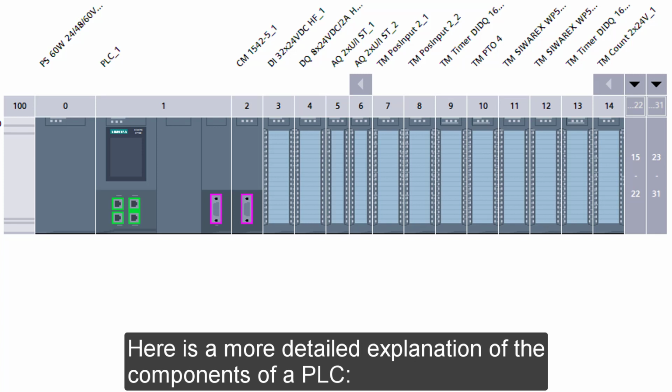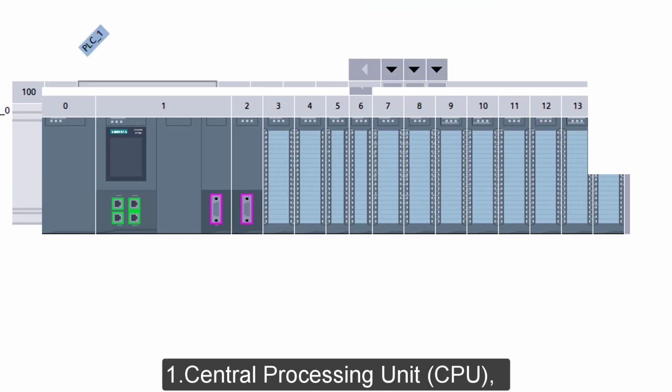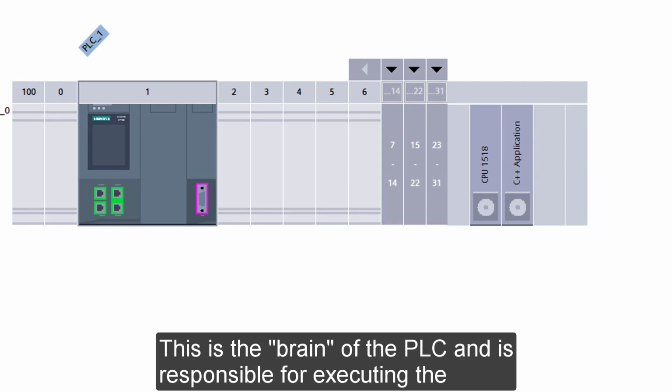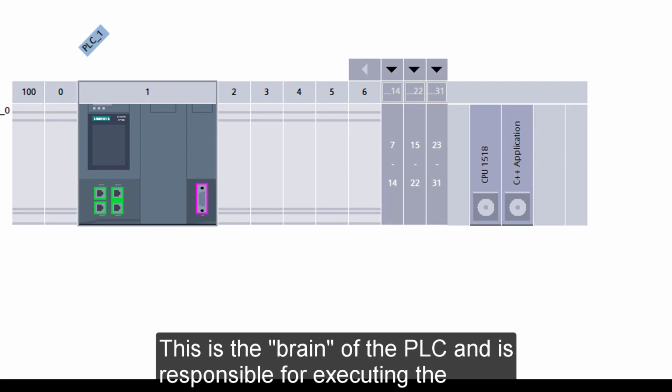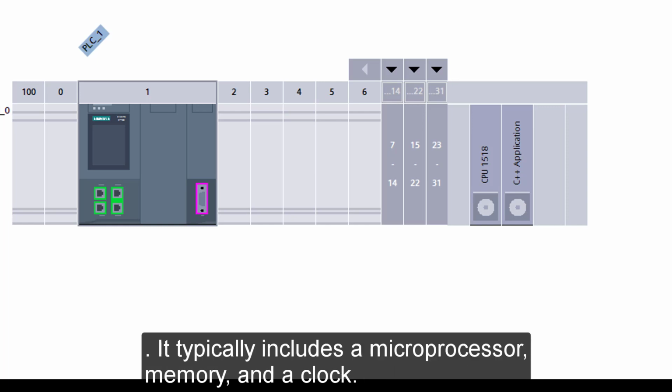Here is a more detailed explanation of the components of a PLC. 1. Central processing unit, CPU. This is the brain of the PLC and is responsible for executing the program and making control decisions. It typically includes a microprocessor, memory, and a clock.